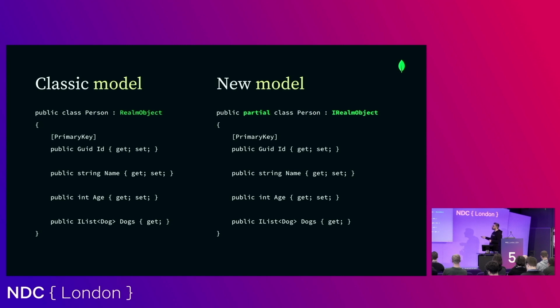Why does it need to be partial? Because what is happening with the source generator is that we are looking at your code during compilation, and then we have another file with the rest of the definition of this class that is essentially implementing this RealmObject interface. So we are doing all the implementation for you. All the things that before were in this RealmObject class are now in your code base and are implemented by this RealmObject interface.